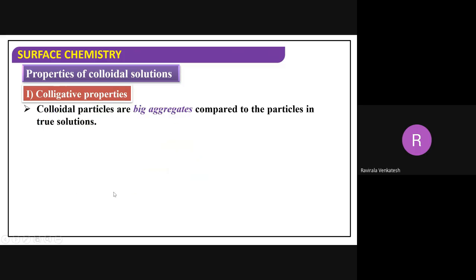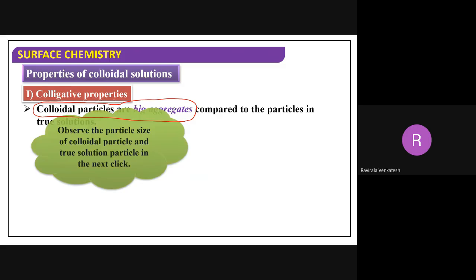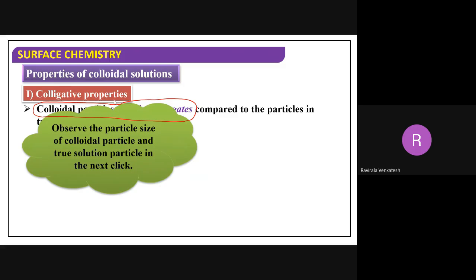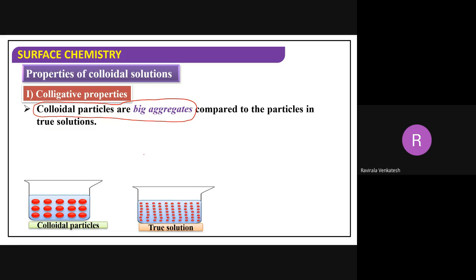Next, just like solutions, the colloidal particles also exhibit colligative properties because they are big aggregates compared to the particles in a true solution. Colloidal particles are more than 1 nanometer in size. Therefore, they can exhibit colligative properties. When you observe the particle size of the colloidal particle and the true solution particle, we see a size difference. This is for the colloidal particle, this is for the true solution.